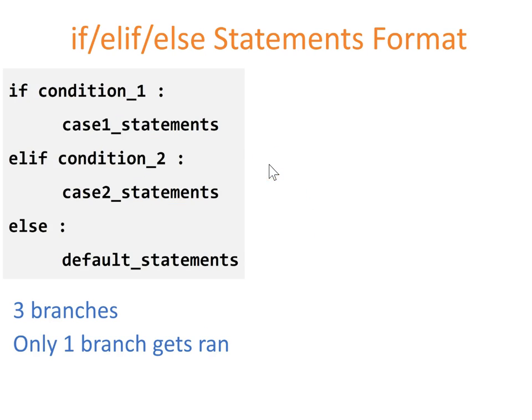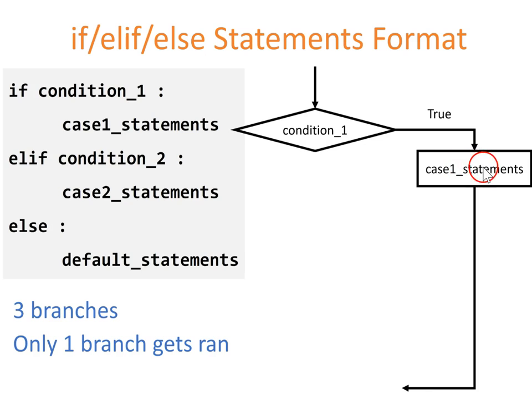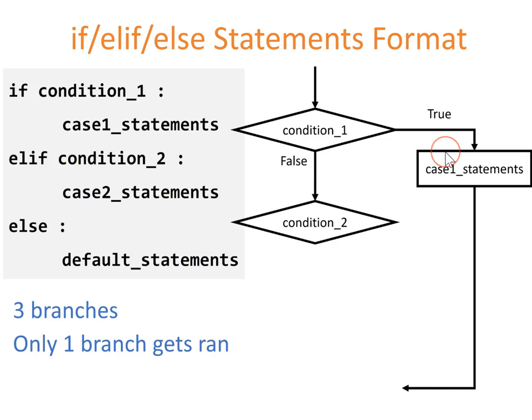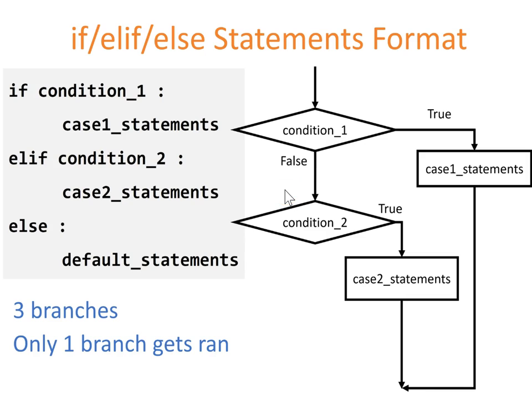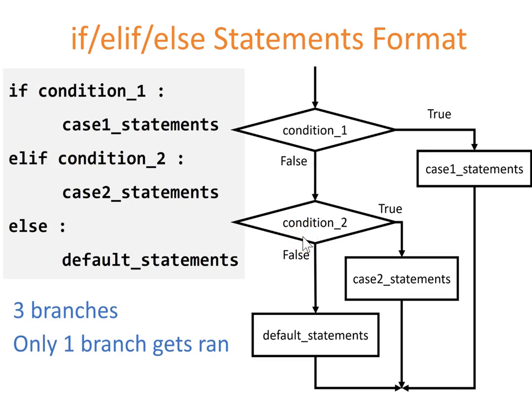So let's do a summary of this if-else statement format. It looks like this. There are 3 branches, only 1 branch gets run. First, we evaluate condition 1. If it's true, then we run the case 1 statement, which is under the if. If condition 1 is false, then we skip the case 1 statement and move on to check condition 2 after this elif. If the condition is true, then we run the code under the elif, which is the case 2 statement. If condition 2 is false, we move on to the else part. We will run the default statement. Default statement means if conditions 1 and 2 are both false, then we run the default statement.